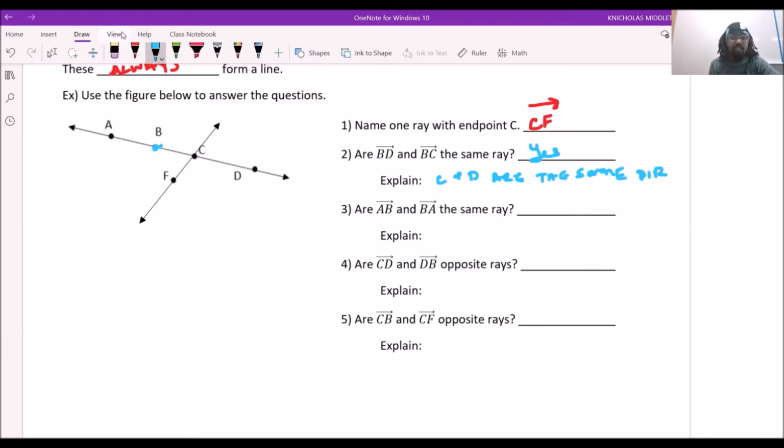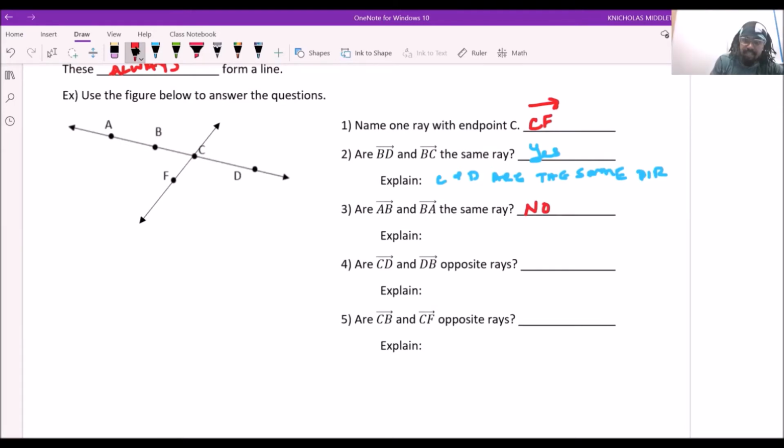All right, so next question. Are AB and BA the same ray? Take a second and try to answer that. Hopefully this one's easier at the beginning because there's a big difference in the way we start. Remember that BD and BC were the same because they had the same endpoint. AB and BA do not have the same endpoint. AB says from here and everything in this direction, and BA says from here and everything in this direction. So no, they are not the same ray. They don't have the same endpoint.